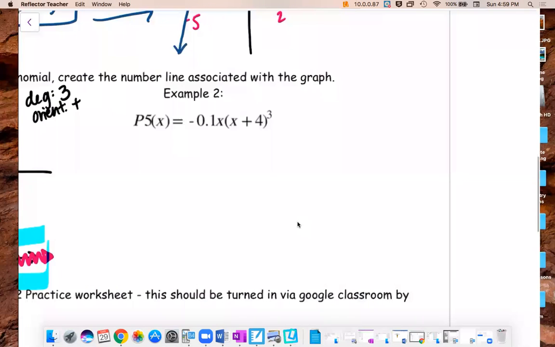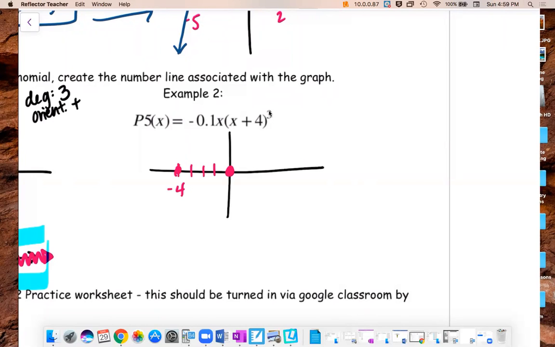Example number 2. Okay, draw yourself a graph. Put your x-intercepts on there. So if you ever have an x by itself with a number in front, that's fine. It means you have an x-intercept at 0, 0. This is going to switch, and we're going to have an x-intercept at -4. Okay, 0 has a degree of 1, so that's going to cross, and then this has a degree 3, so it's going to wiggle.